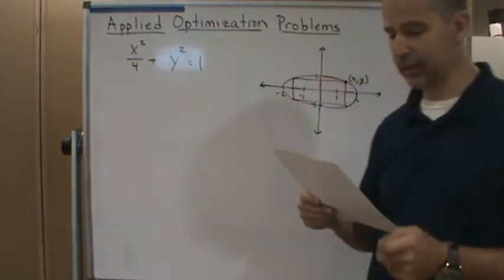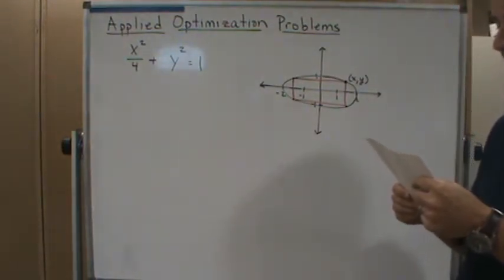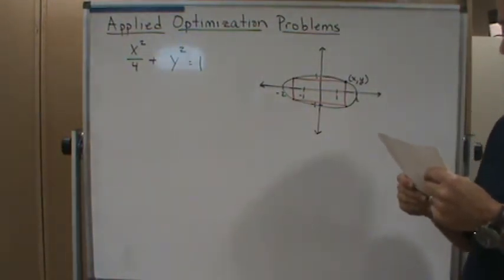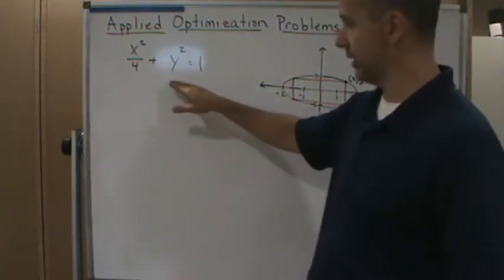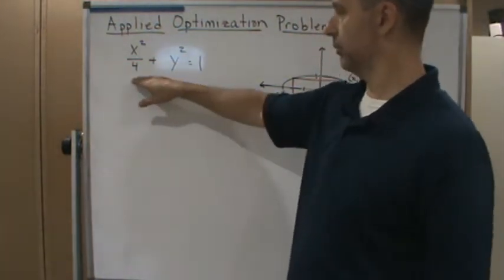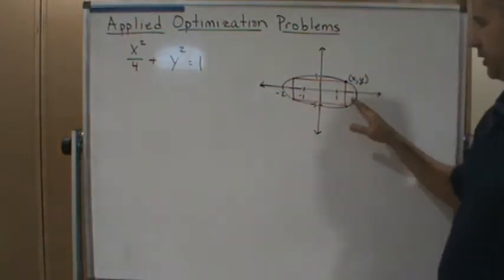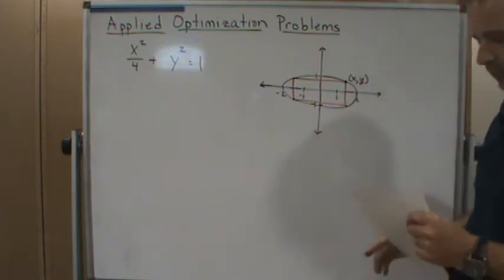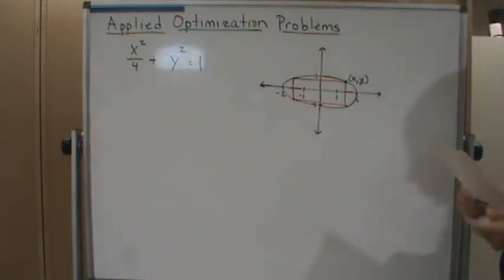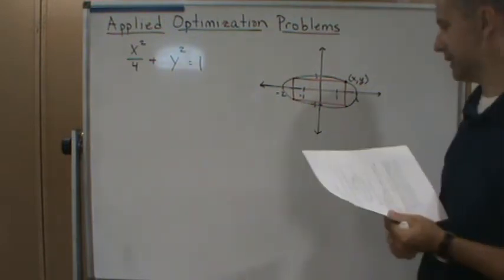It says a rectangle is to be inscribed in the ellipse x squared over 4 plus y squared equals 1. So here's the equation of the ellipse. And again, here's my crude drawing, and we want to inscribe a rectangle inside it. It says, what should the dimensions of the rectangle be to maximize area? So we want to maximize the area of the rectangle.